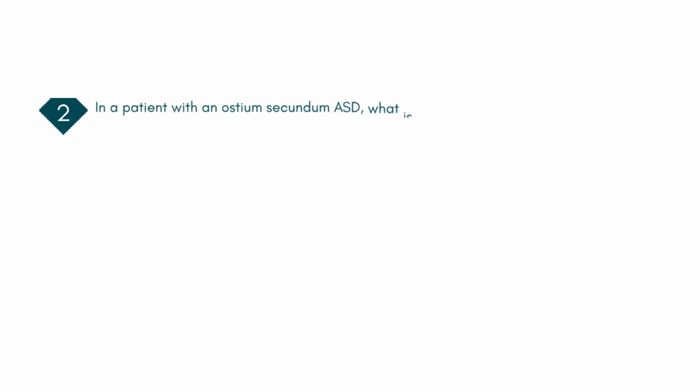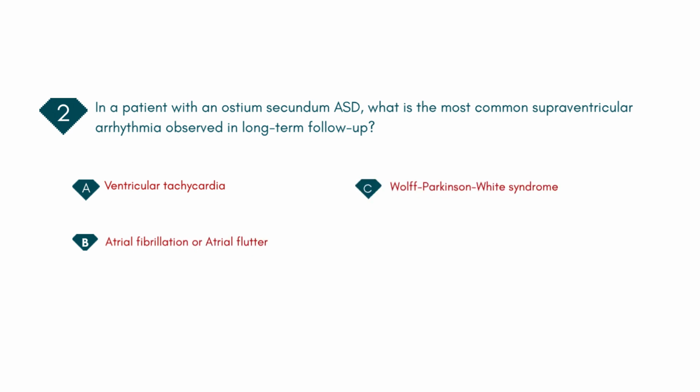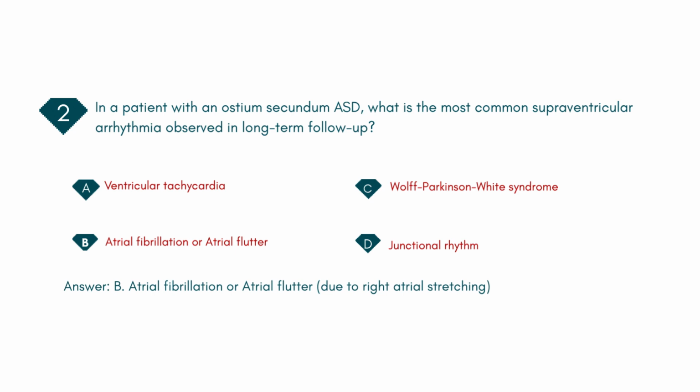In a patient with an ostium secundum ASD, what is the most common supraventricular arrhythmia observed in long-term follow-up? A. Ventricular tachycardia. B. Atrial fibrillation or atrial flutter. C. Wolff-Parkinson-White syndrome. D. Junctional rhythm. Answer: B. Atrial fibrillation or atrial flutter, due to right atrial stretching.